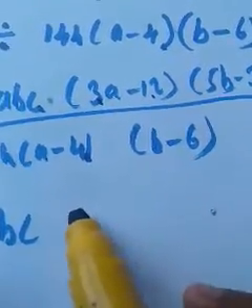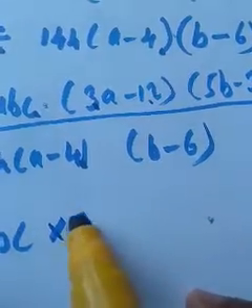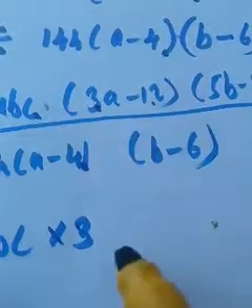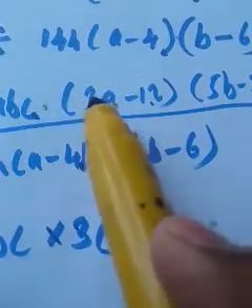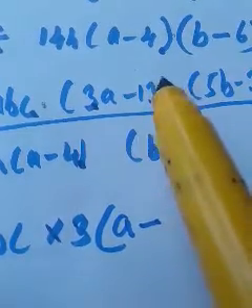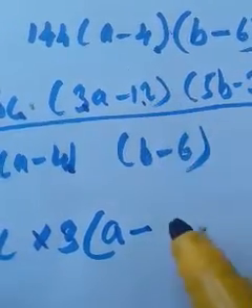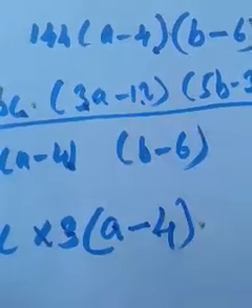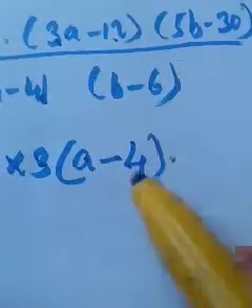So let me take 3 outside. Into 3, here the operation is into. Then I am going to take 3 outside. If I take 3 outside from this term, what will remain? A will remain, minus. If I take 3 outside from 12, what will remain? 4 will remain, because 3 into A is 3A, 3 into minus 4 is minus 12. So this term we have factorized.